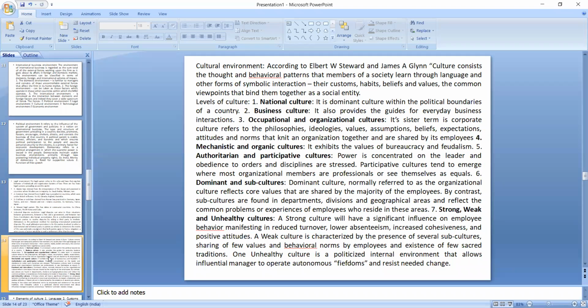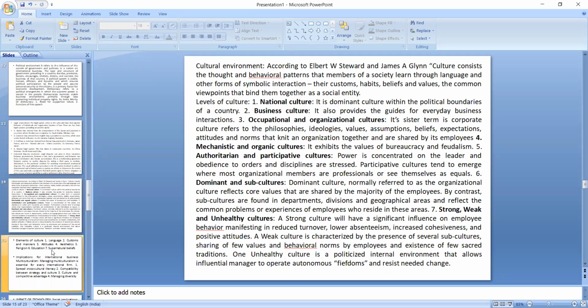Strong, weak, and unhealthy cultures. A strong culture will have a significant influence on employee behavior, manifesting in reduced turnover, lower absenteeism, increased cohesiveness, and positive attitudes. Positive vibes will be there. A weak culture is characterized by the presence of several subcultures sharing a few values and behavior norms, and the existence of few traditions. An unhealthy culture is a politicized internal environment that allows influential managers to operate with autonomous freedoms and resist needed change. So these are the different types of cultural environment. It will be useful for political, legal, cultural.